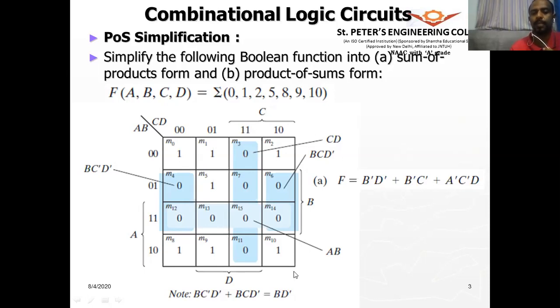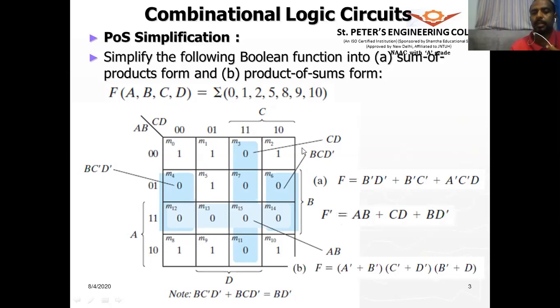So therefore we have these three terms by combining all these zeros. So therefore F complement is AB or CD or BD complement. So this is AB, this is CD and BD complement. So this is your F complement. So what we are doing is we are trying to find the POS form, which is nothing but we are taking the complement. All right. Next, we write the POS form by taking the complement of this.